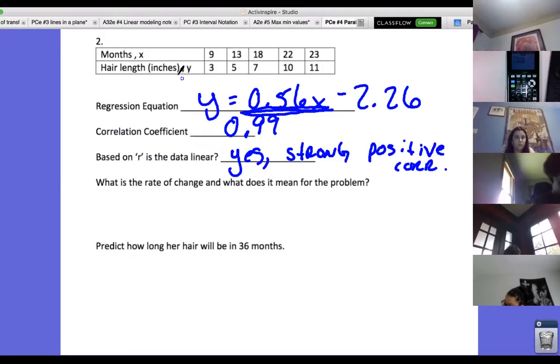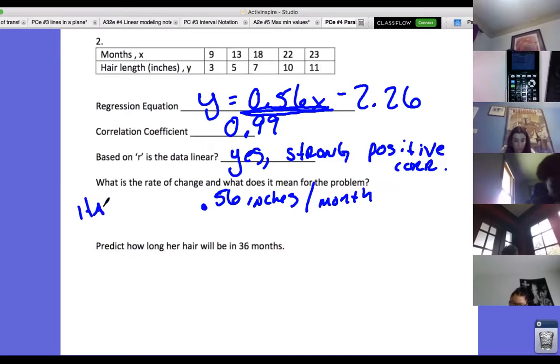It means change in y over change in x. It means my hair is growing at 0.56 inches per month. So what does it mean in the context of the problem? It means your hair grows at a rate of 0.56 inches per month.